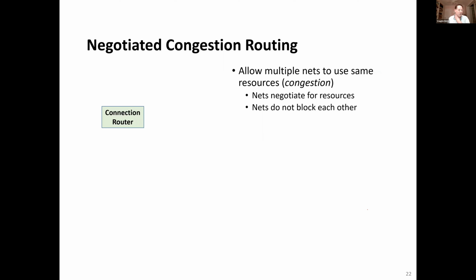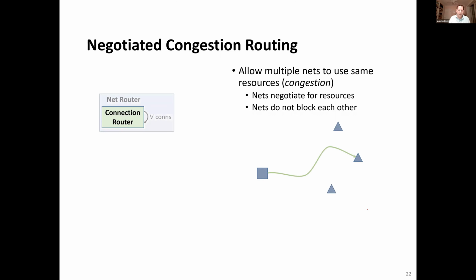So the overall algorithm we use is called negotiated congestion. It's pioneered by a tool called Pathfinder. It allows multiple nets to use the same routing resources, which was called congestion. And then these nets negotiate for resources. Instead of blocking each other, they just essentially cause an increase in cost. So it's allowed to have congestion, and the tool can monitor it and gradually works to resolve it. Okay, so that's conventional for the FPGA problem.